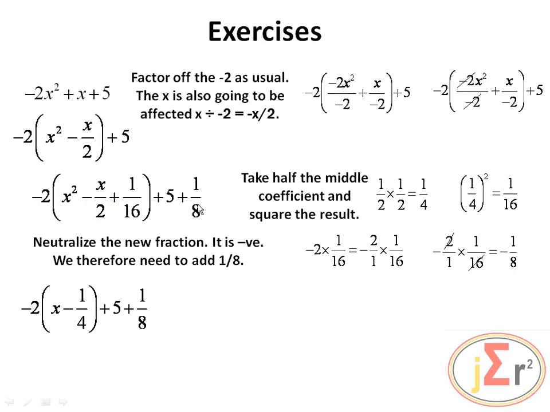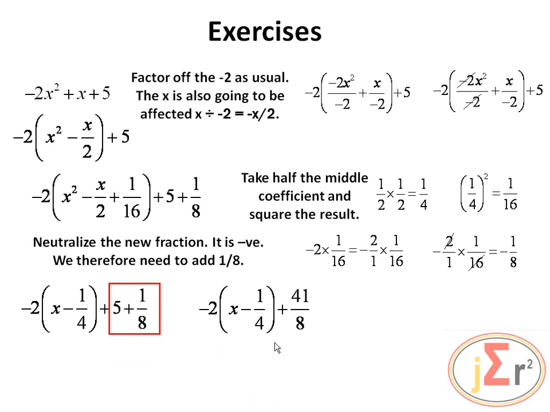Now, remember x goes there. And what is the square root of 1/16? The square root of 1 is 1, and the square root of 16 is 4. So that's what we have right there. The same sign that we have for the middle coefficient goes there. And finally, we have 41 over 8.